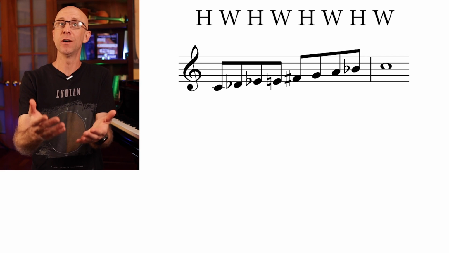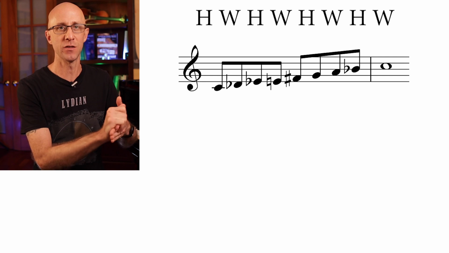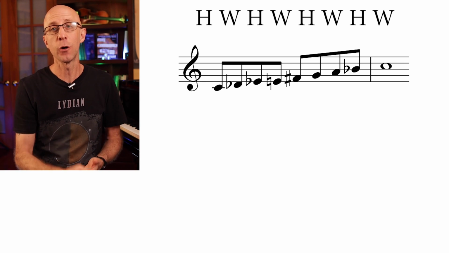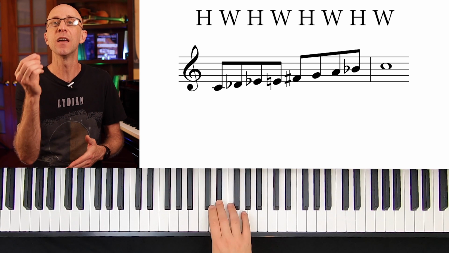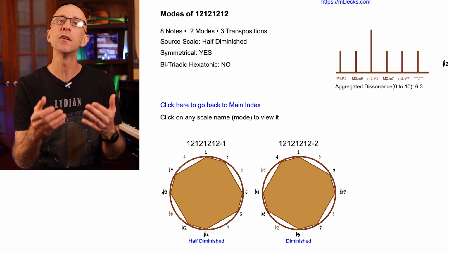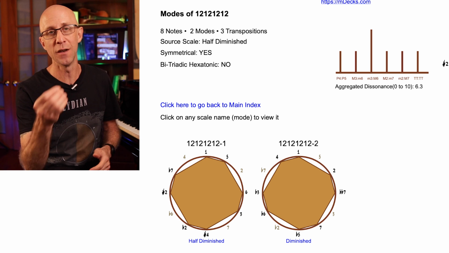This is the half-whole scale, also known as the symmetric diminished or the half-diminished scale. It's built using a simple formula. You can start on any note and then play a repeated pattern of half step followed by a whole step. When we look at the modes of this scale, we see it as an 8-note symmetric scale. Symmetric meaning it has fewer modes than notes.